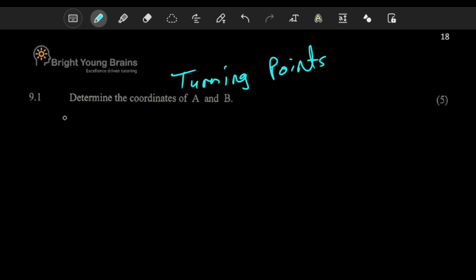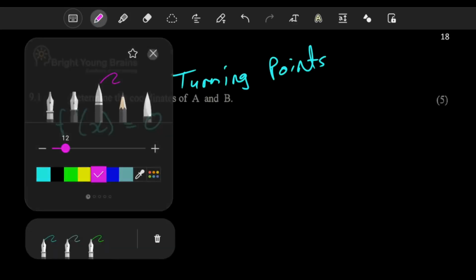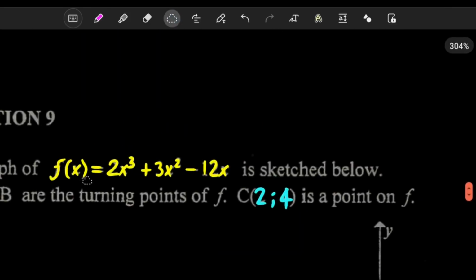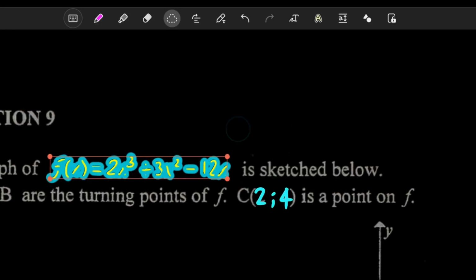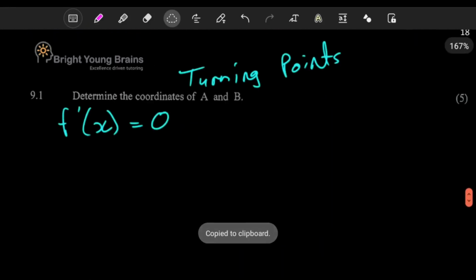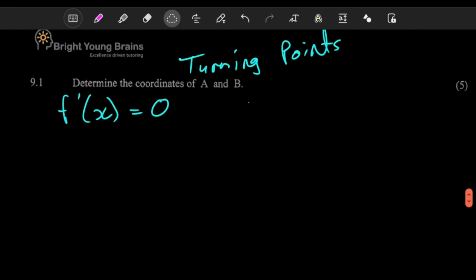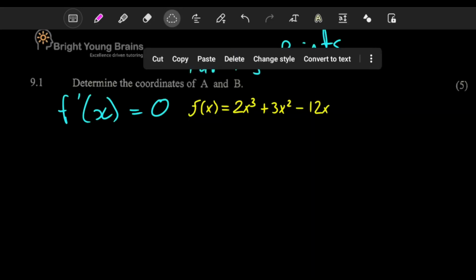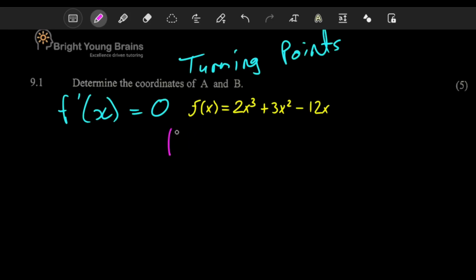So turning points here, we all know that all you want to do is differentiate and equate to 0. So you're going to differentiate your equation, and then you're going to make it equal to 0. So your equation, before it has been differentiated, this is what it looks like. So let's copy that and paste it over here. Make this a bit bigger, and let's differentiate. So differentiating here, we can now use this symbol here.